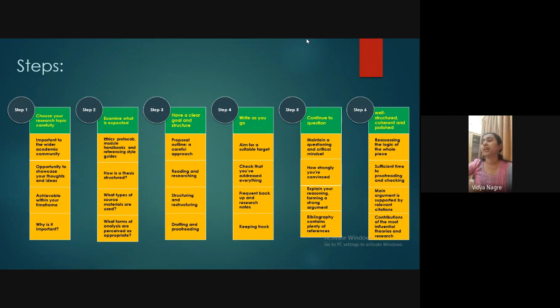Every main argument has to be supported by relevant citations. For example, if I make some argument about the population in the last 10 years, I have to back the statement up with sample data. So I have to give links.